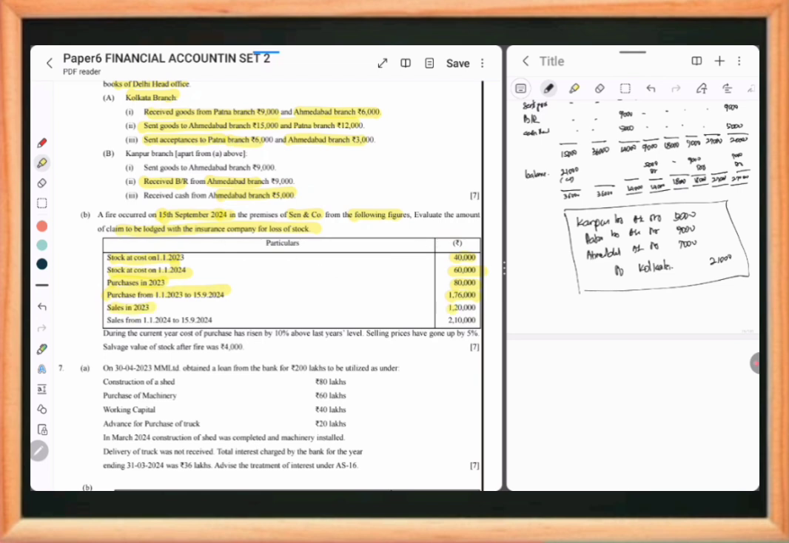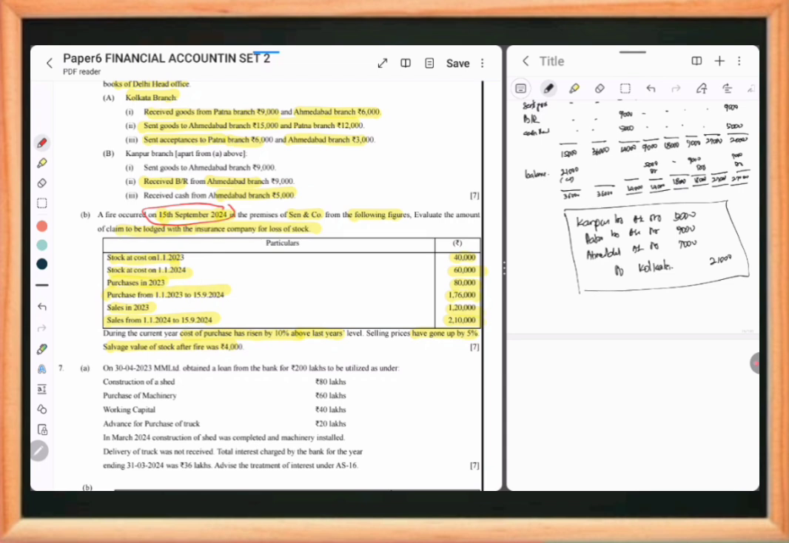Sales in 2023 are 1,20,000. Sales from 1/1/2024 to 15/9/24 are 2,10,000. During the year, the cost of purchase has risen 10% and selling price 5%, salvage value 5,000. So fire broke out on 15th September. The following figures, the previous year balance sheet figure is also given, trading account.